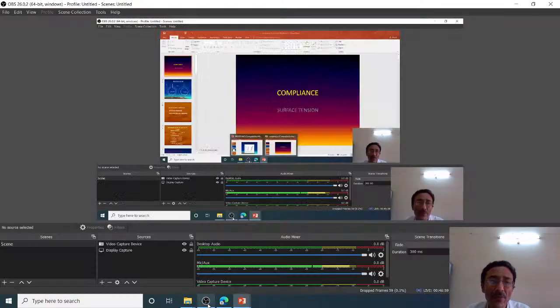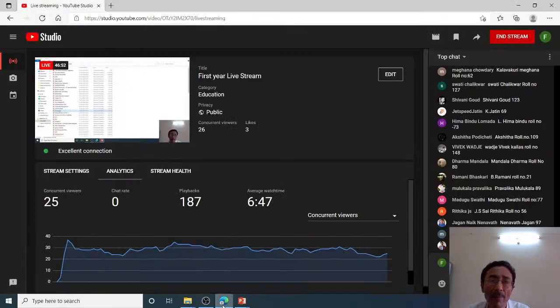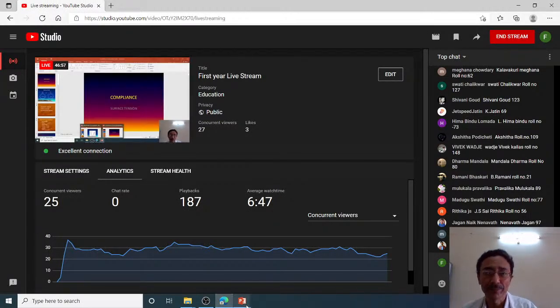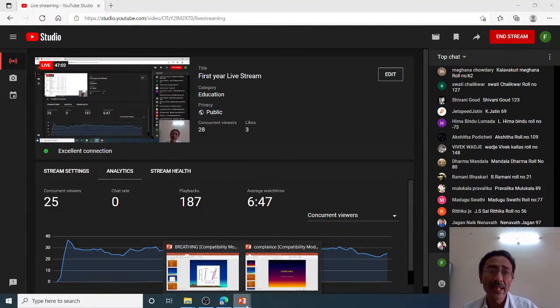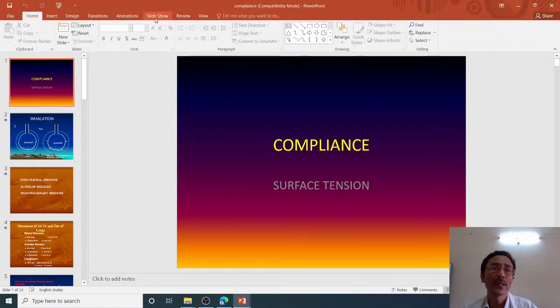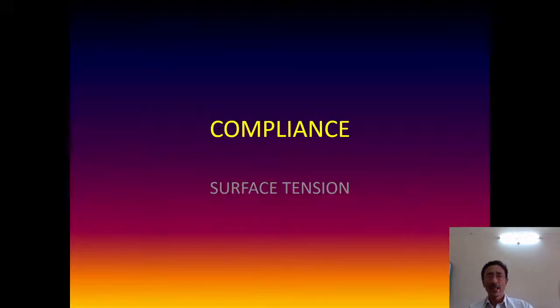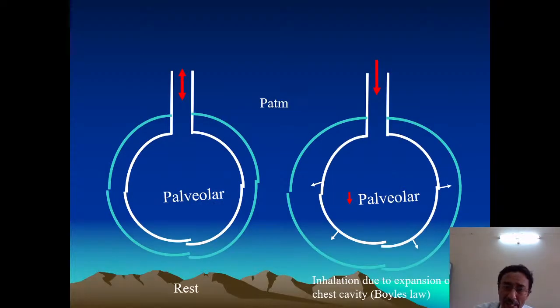Two important things which we will discuss here are compliance and surfactant. Till now we have seen the mechanics of breathing, how air is entering from the atmosphere and leaving out from the alveoli into the atmosphere. Now, what are the other factors responsible for this transfer of gases? One is compliance and the other is the surface tension.